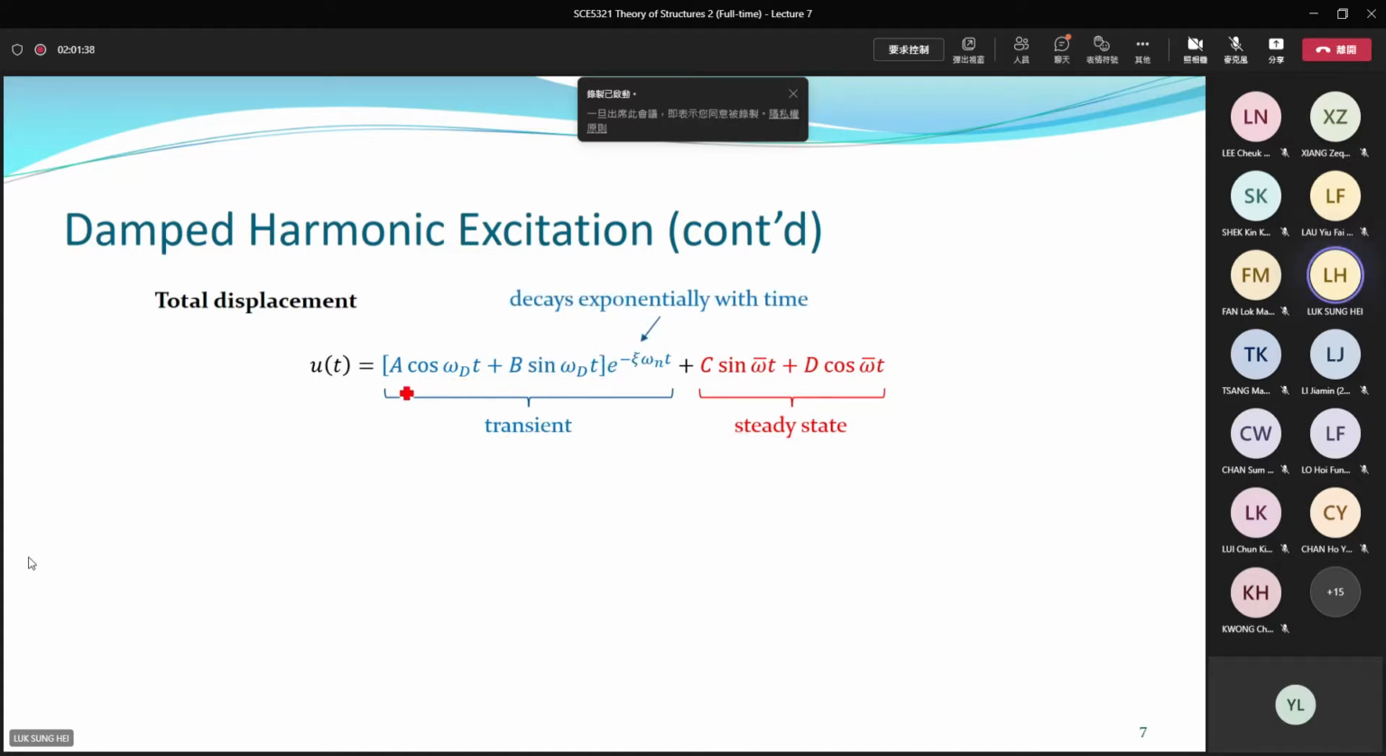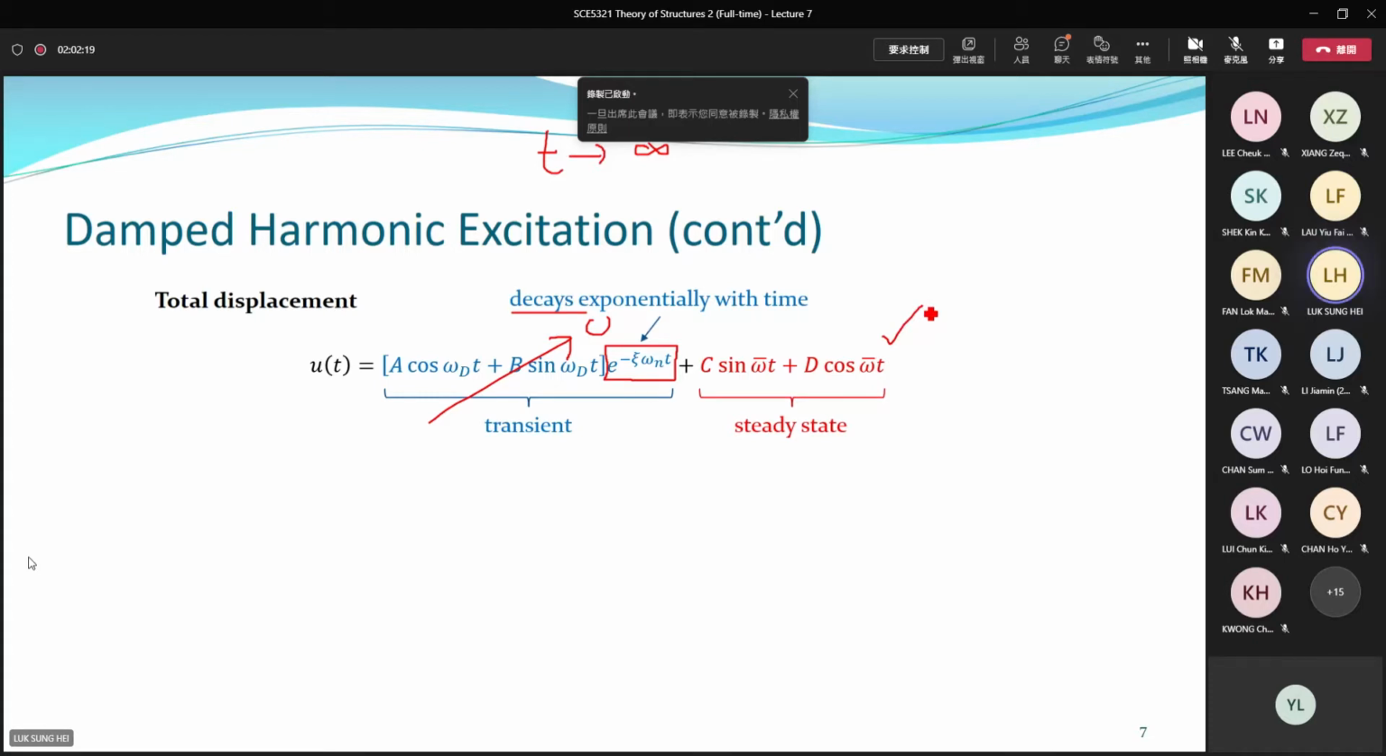For the transient, the blue part, you can see that there is one exponential function. Exponential function is a decay function. Decay means as time goes on, maybe to infinity, this decay function will make this part become 0, right? Just like free vibration, as time goes on, free vibration disappears. In this equation, if you consider a long time, the blue part will disappear. Only the red part remains in these expressions.